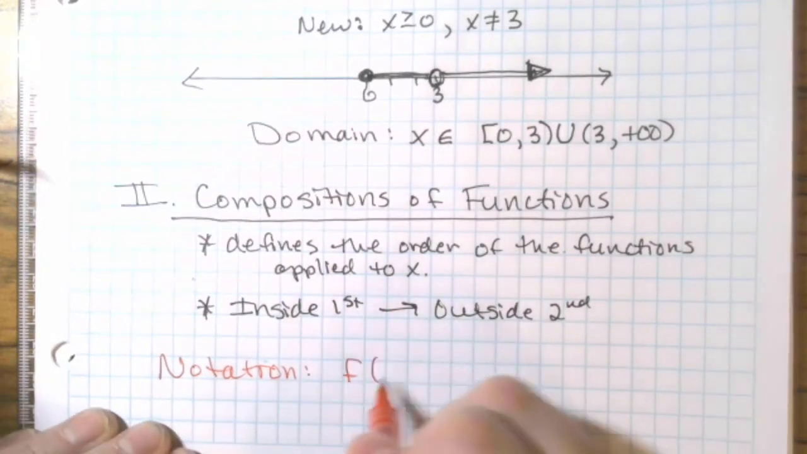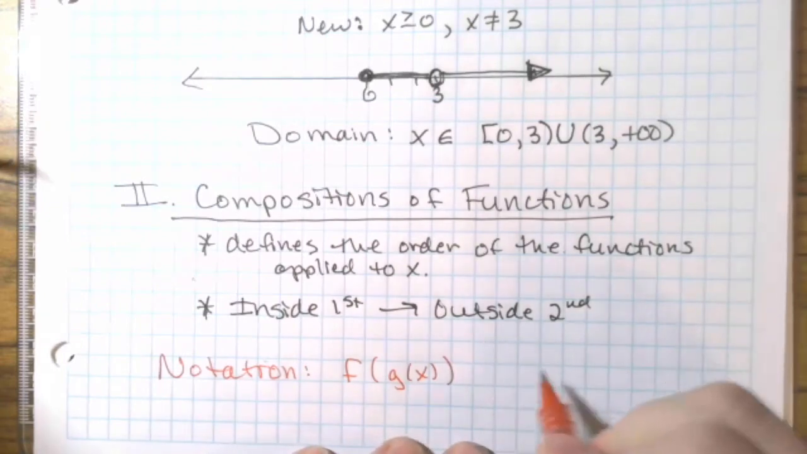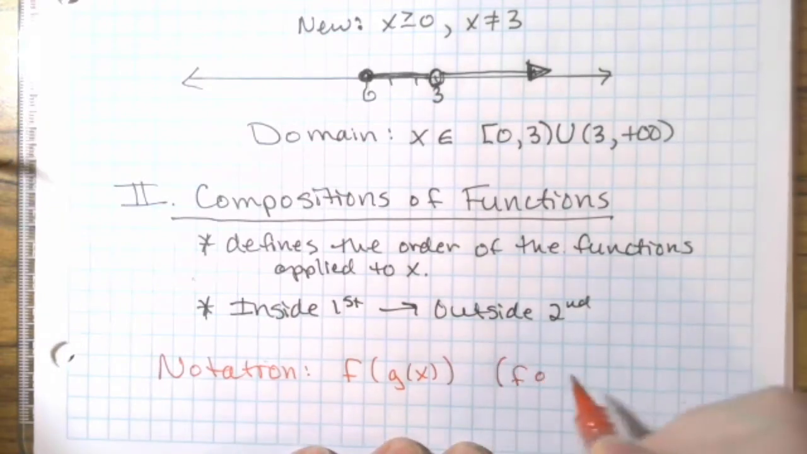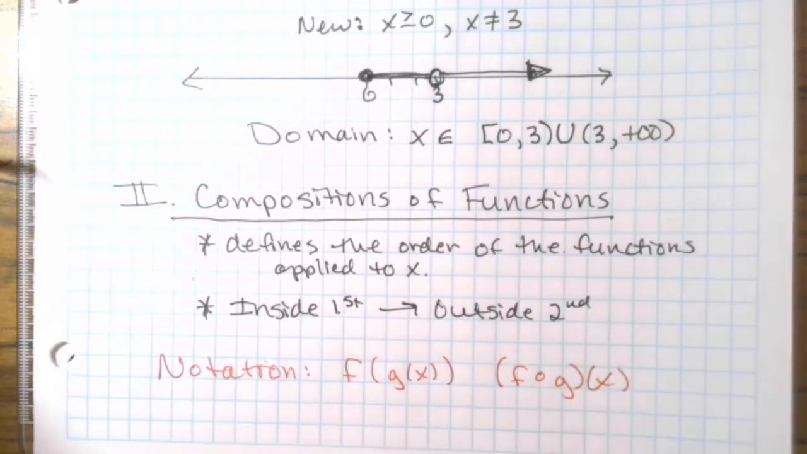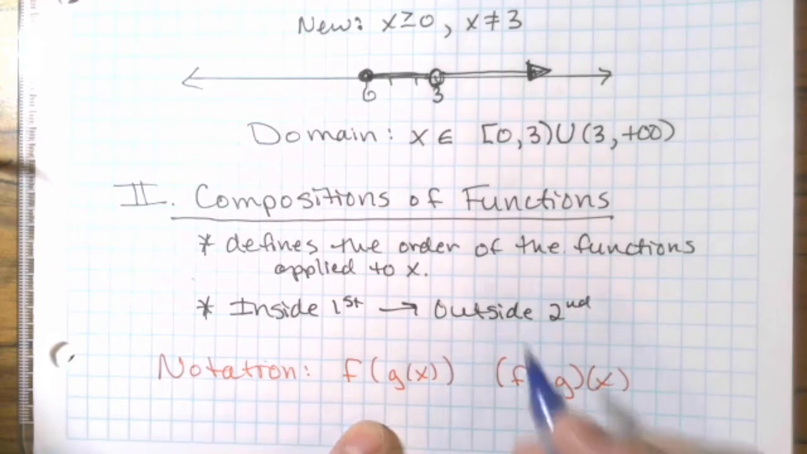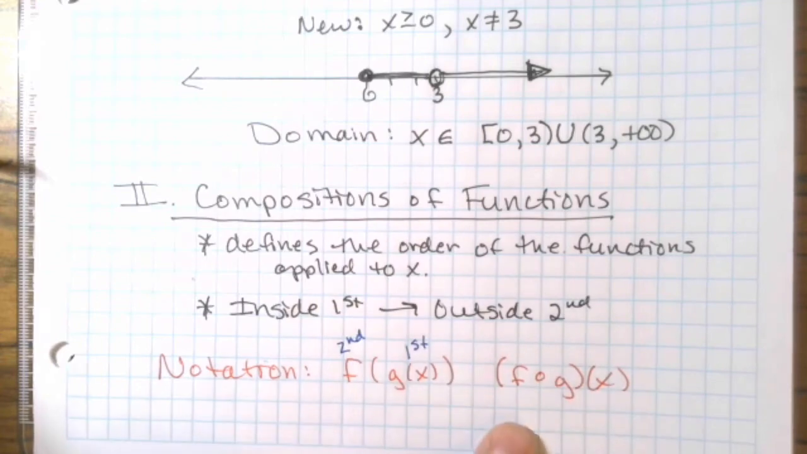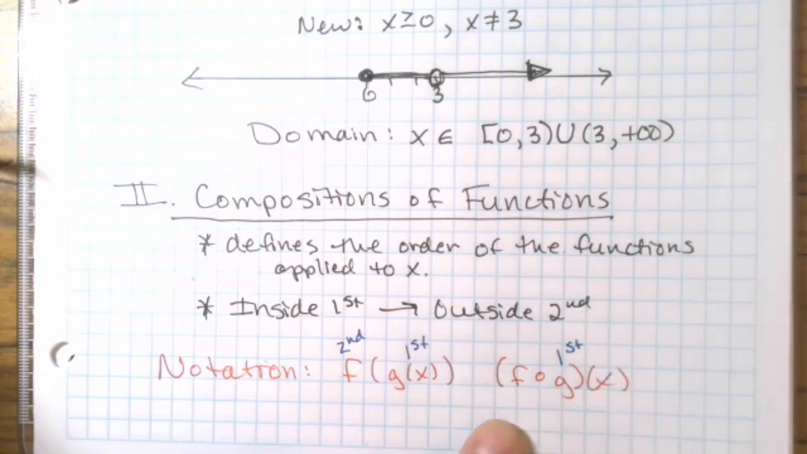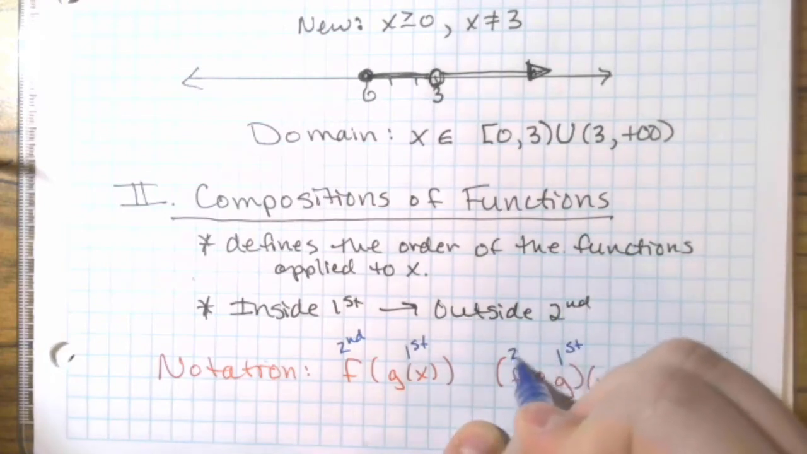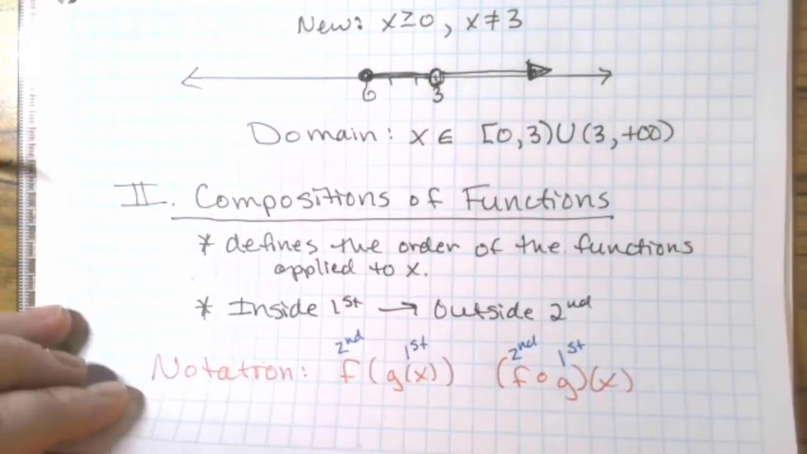Let's say you've got f of g of x. Another way to write that is with parentheses and a circle in between them. In this notation, the function on the inside comes first, that's calculated, then the result is calculated second on the outside function. In this second notation, the g of x comes second, so it would be the first calculation, and then f would be the second calculation. So it definitely determines the order of things.